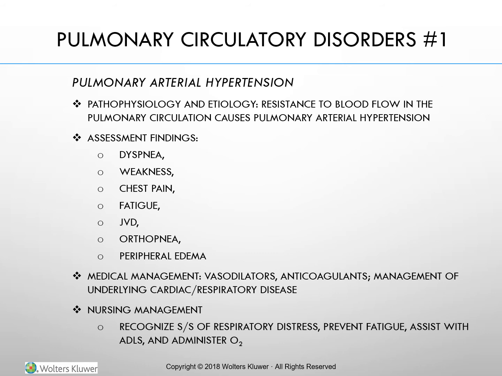Group 1 is pulmonary arterial hypertension. Group 2 is pulmonary hypertension. Group 3 is pulmonary hypertension. Group 4 is pulmonary hypertension. And Group 5 is pulmonary hypertension. However, each group is a little different. You can see this on page 345 in Chapter 21 in TB.